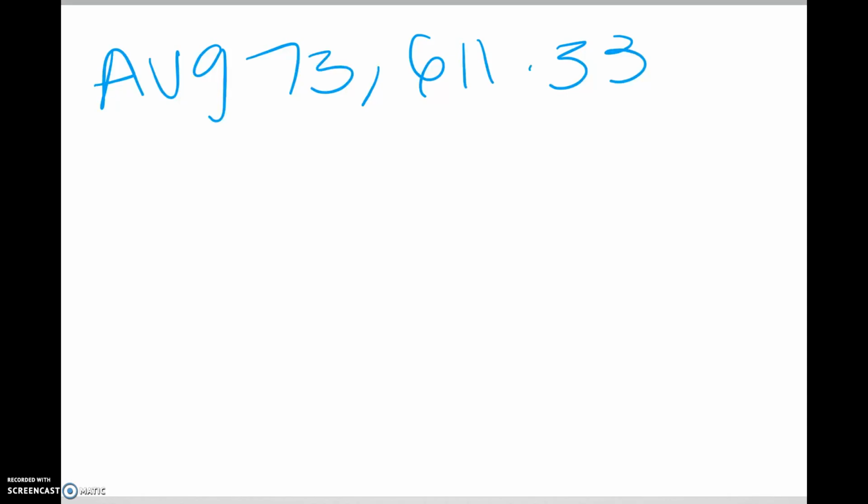And today we are doing Mortgages. So basically we took all of our majors and averaged out our salary, which ended up being $73,611.33. So we're going to figure out the minimum amount that we can pay on a mortgage and the maximum amount that we can pay on a mortgage.